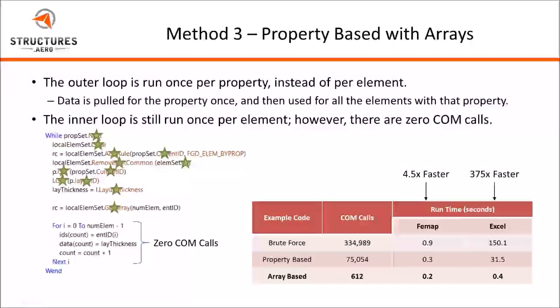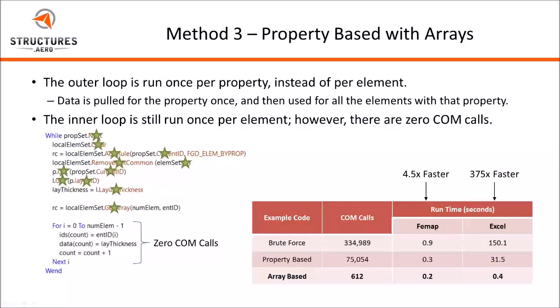From the original, Femap is sped up by a factor of 4.5. Significant. But for this program, where it only took a second to begin with, not a huge deal. But Excel, because we've been able to reduce the COM calls from 335,000 down to 600, we can run that Excel code now in 0.4 seconds. It is almost identical to Femap. You'll never notice a difference.